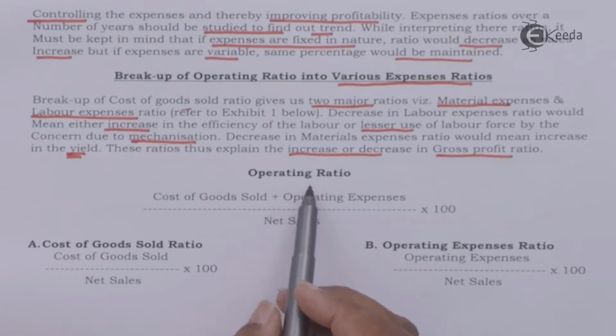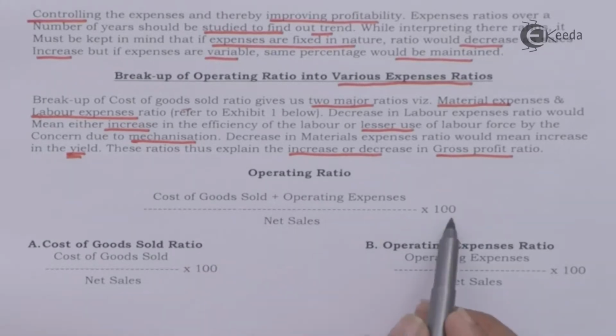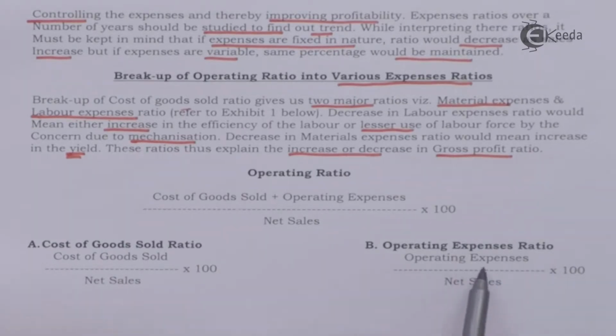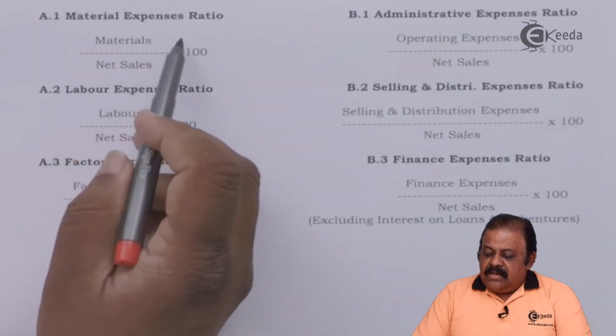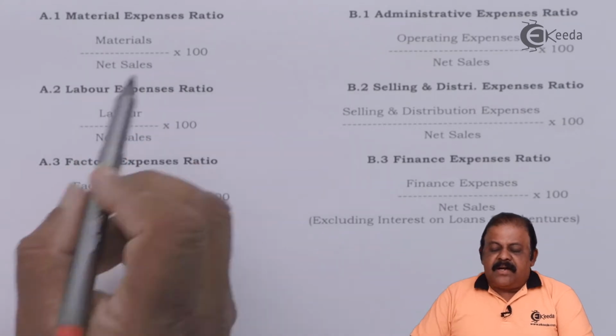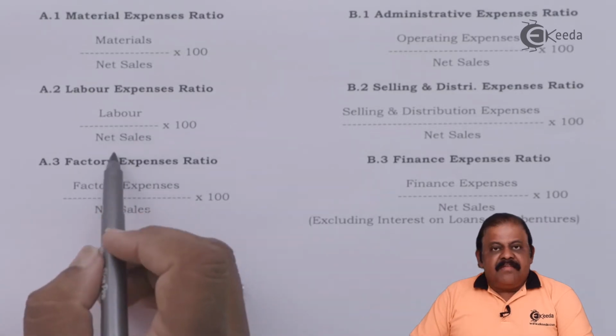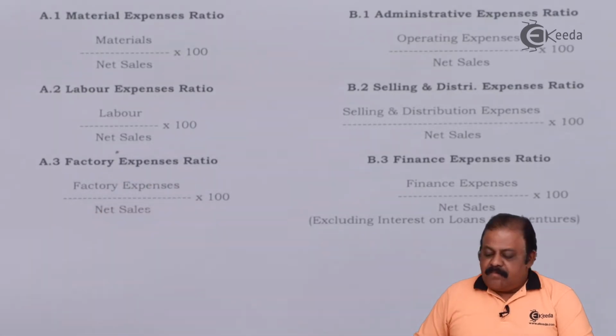So operating ratio: cost of goods sold plus operating expenses divided by net sales multiplied by 100. Cost of goods sold ratio: cost of goods sold divided by net sales multiplied by 100. Operating expense ratio: operating expenses divided by net sales multiplied by 100. Material expense ratio: materials divided by net sales multiplied by 100. Labor expense ratio: labor divided by net sales multiplied by 100.